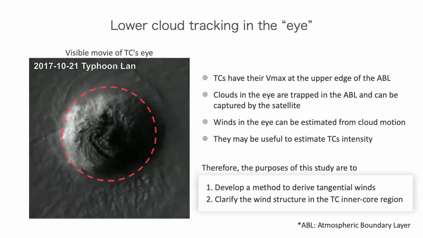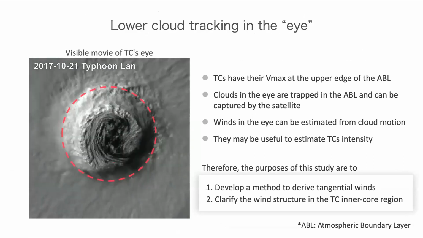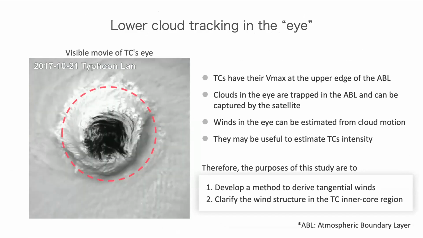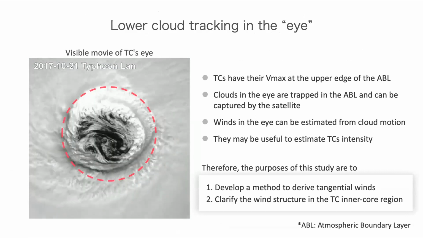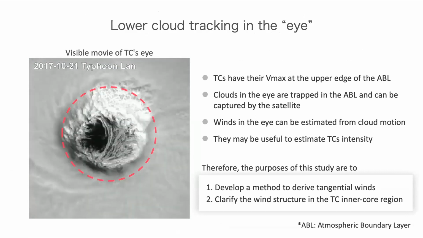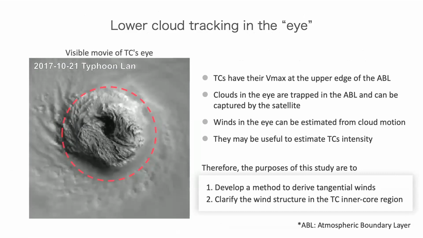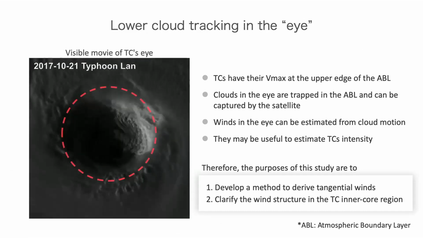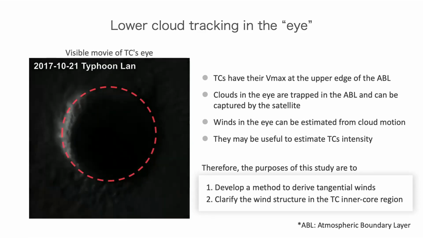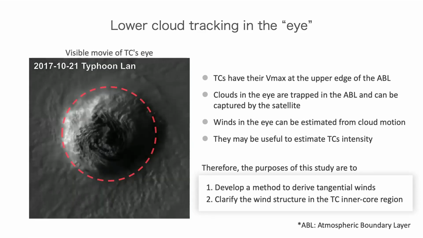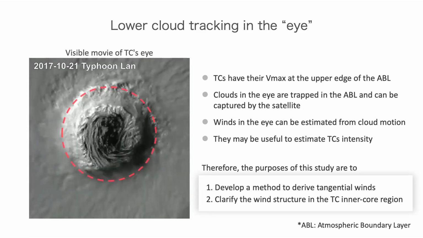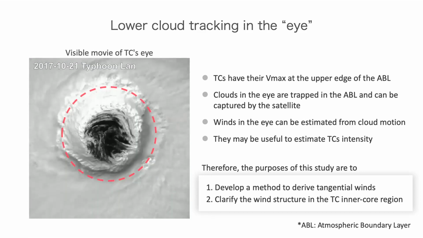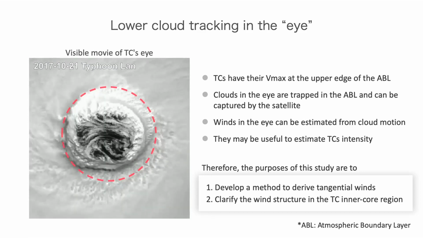This is a movie of the TC's eye. TCs have their maximum velocity at the upper edge of the atmospheric boundary layer in the eyewall. Clouds in the eye are trapped in the atmospheric boundary layer, and can be captured by the satellite. Winds in the eye can be estimated from cloud motion, and they may be useful to estimate TC intensity. Therefore, the purpose of this study is to develop a method to derive tangential winds and to clarify the wind structures in the TC inner core region.